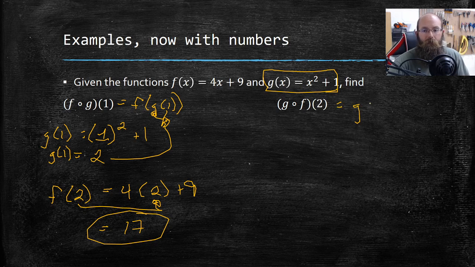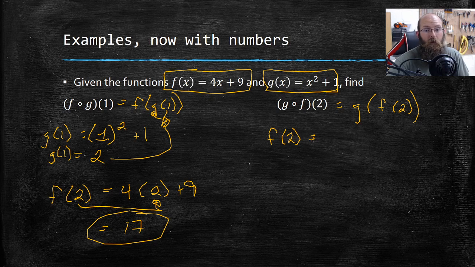That's a g. But inside of it, I'm plugging in the f function. And inside the f function, I'm plugging in a 2. So I take my 2 and I plug it into the f. f of 2. And how do I find that? I plug 2 into my f function. They didn't give me that one exactly. I have to plug it in here. So I have 4 times 2 plus 9. 4 times 2 is 8 plus 9. Okay, so that is 17.